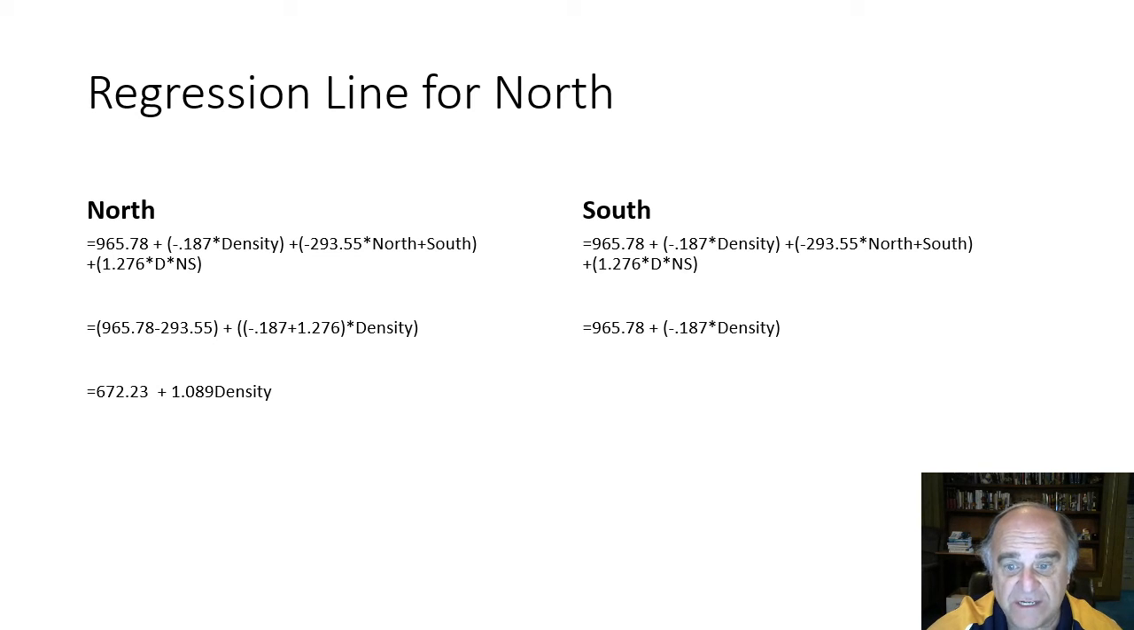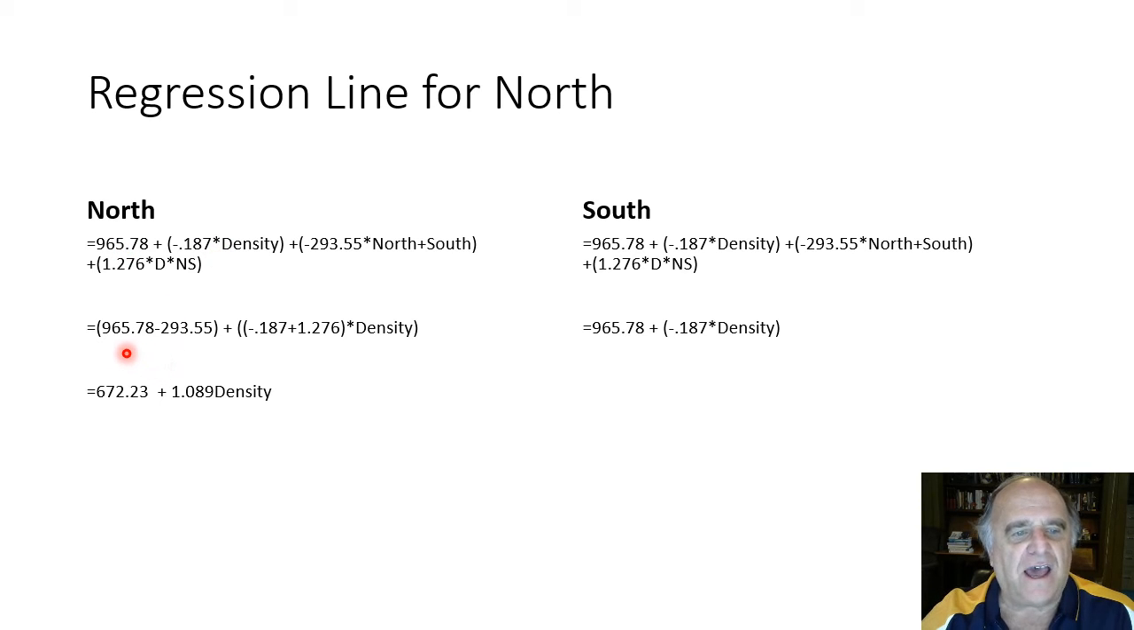And it's the same equation for north and south, except you can see what happens. Remember, north-south is coded 0 or 1. So for the north, this becomes a 1 and this becomes a 1. For the south, this becomes a 0 and this becomes a 0. Since this becomes a 1 and this becomes a 1, if you remember back to grade school basic algebra, we can simplify this and combine these terms.